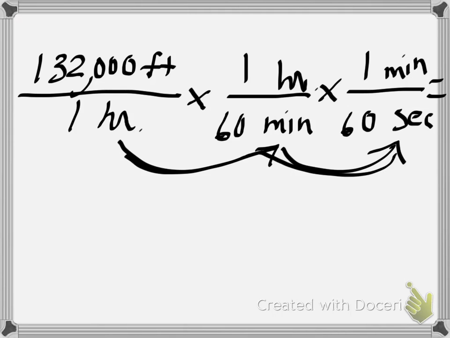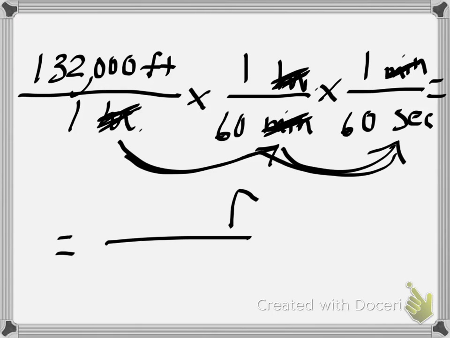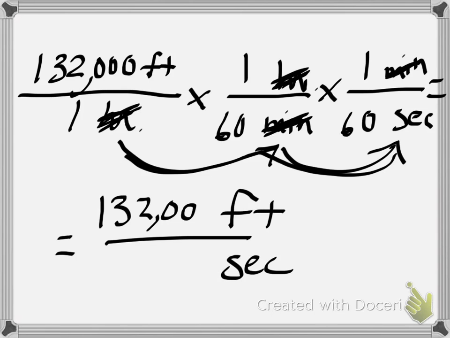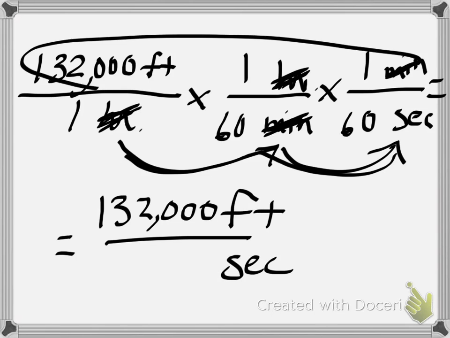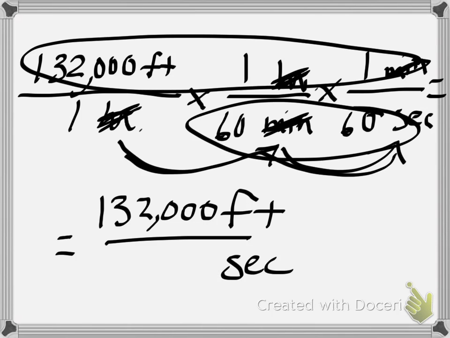Now we cross cancel. We can cancel out hours. We can cancel out minutes. That leaves us 2 words. On the top, we have feet. On the bottom, we have seconds. So we're going to multiply: 132,000 times 1 times 1 is 132,000. On the bottom, 1 times 60 times 60. So we can do 6 times 6 is 36. And then we can add our 2 zeros.